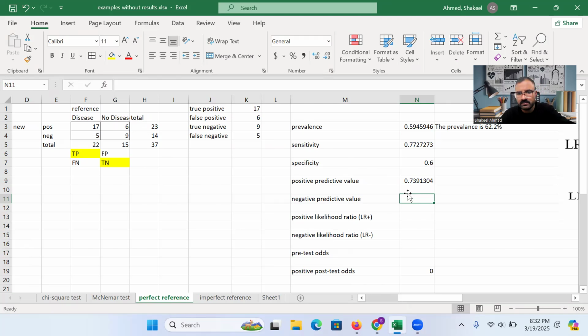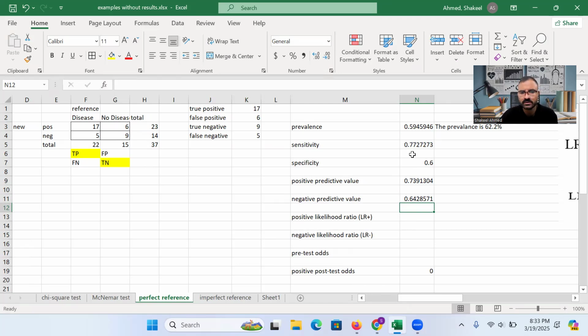and the negative predictive value, number of negatives divided by the number of total negatives. This is basically the number of people who are tested negative and actually do not have the disease, and the total number of negatives, so it's 64%. So these are the measures we find based on the different characteristics of the patients.